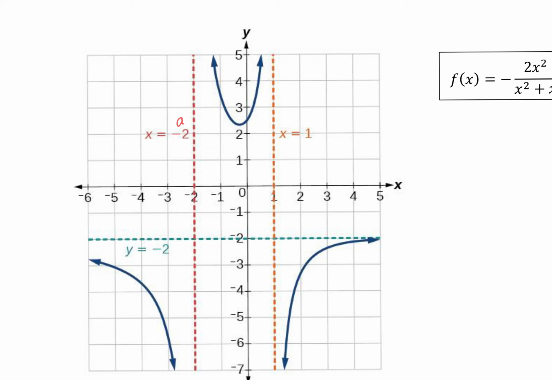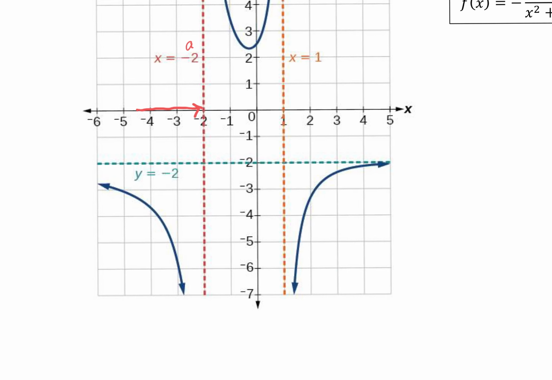Let's go ahead and approach our negative 2. We can come in from the left or the right. So let's come in from the left. As my x values get closer and closer to negative 2, notice that my graph is going down, down, down forever to negative infinity. So as we approach negative 2, y went to negative infinity. That's a vertical asymptote. I don't even have to check the other side, but I will.